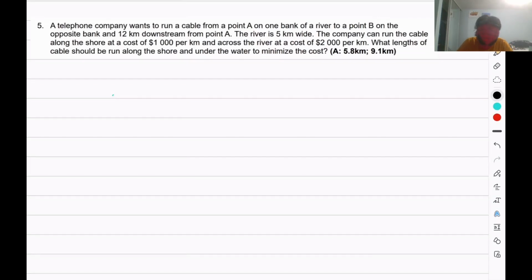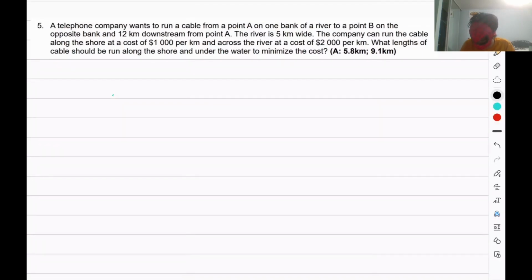So a telephone company wants to run a cable from a point A on one bank of a river to a point B on the opposite bank and 12 kilometers downstream from point A. The river is 5 kilometers wide. The company can run the cable along the shore at a cost of $1,000 per kilometer and across the river at a cost of $2,000 per kilometer. What lengths of cable should be run along the shore and under the water to minimize the cost?